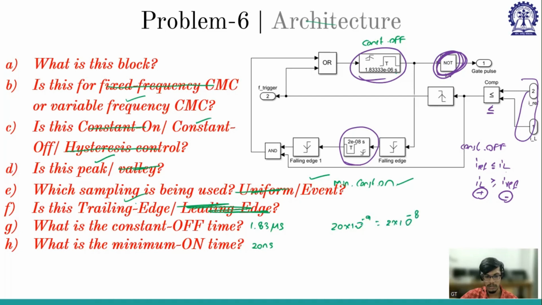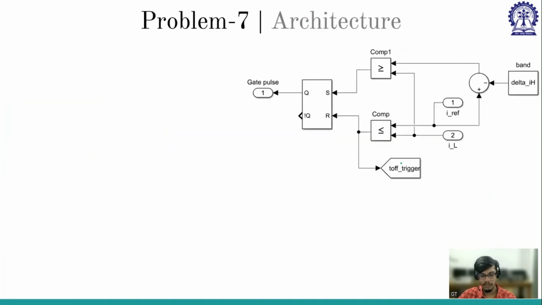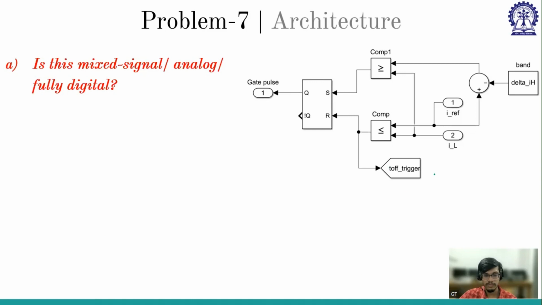Sir, how are you getting the minimum on time here? This is the monoshot timer for minimum on time, right? And it says 2 into 10 to the power minus 8 seconds, which is 20 into 10 to the power minus 9 seconds. So my minimum on time is 20 nanoseconds. So the overall thing is mixed signal constant off time, trailing edge, peak current mode control, event-based sampling. Now, one final question. Which architecture is this? I have two comparators.